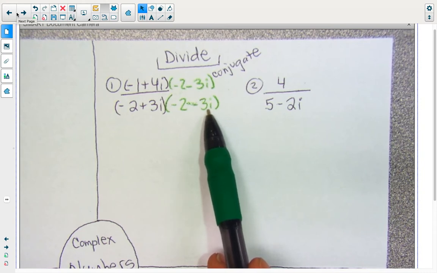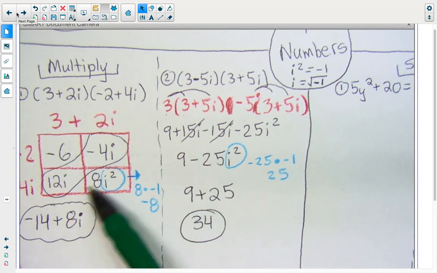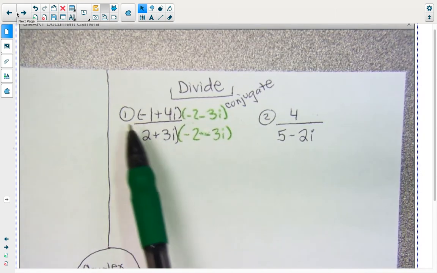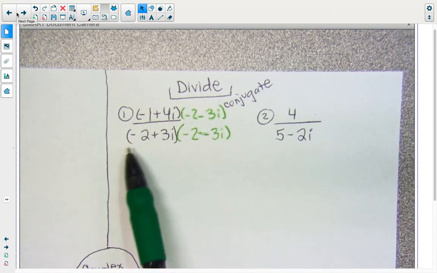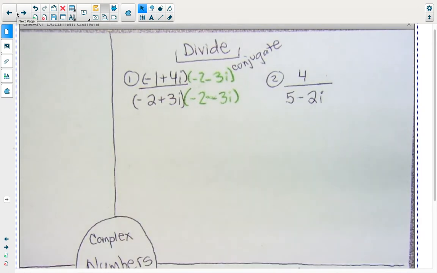If you need to set up two different boxes like we did over here, there's nothing wrong with that. It's going to give us the same answer. So if you need to do a box for the numerator and then a box for the denominator, that's okay. Nothing wrong with that. But I'm going to do the distributive property.